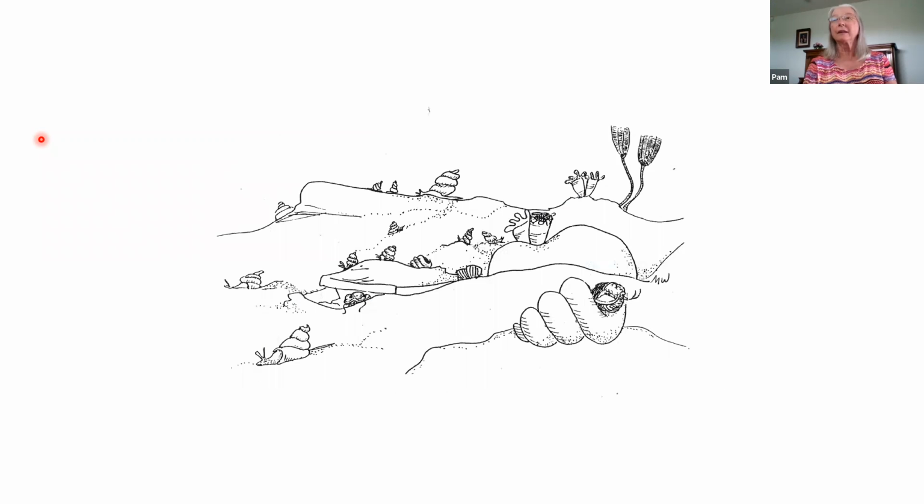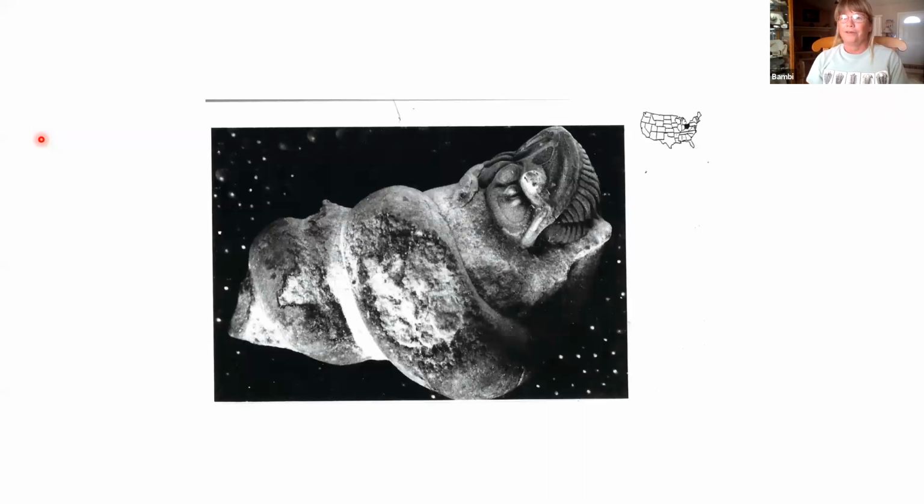Okay. Here's another cartoon picture. You can see all these snails, and therefore another hiding place for trilobites. How do we know that? There's a snail with a trilobite in it. Again, I'd love to have that fossil. It's the proof.